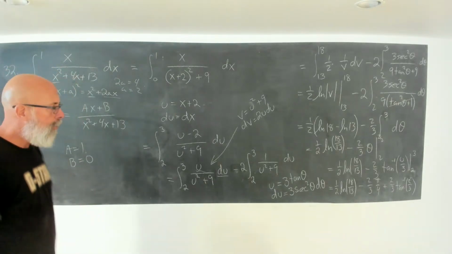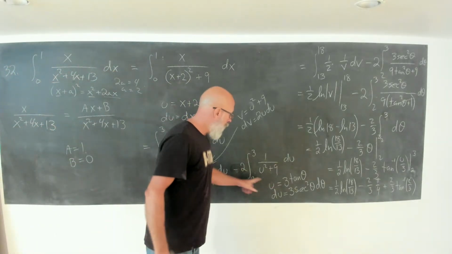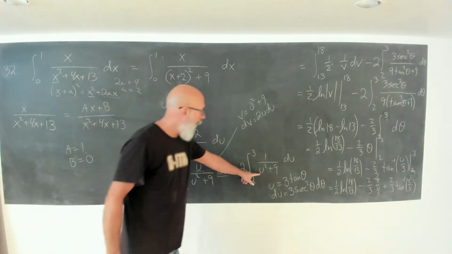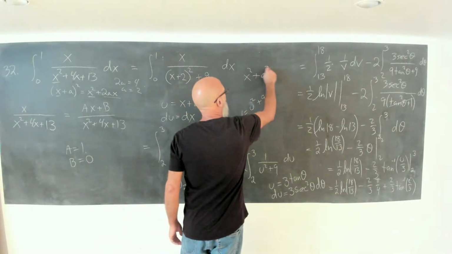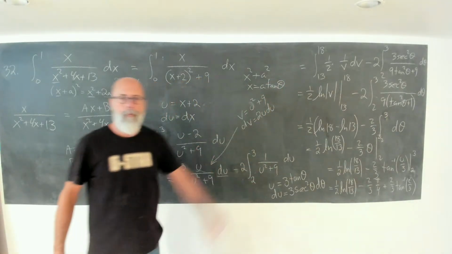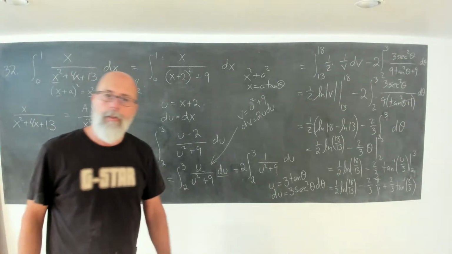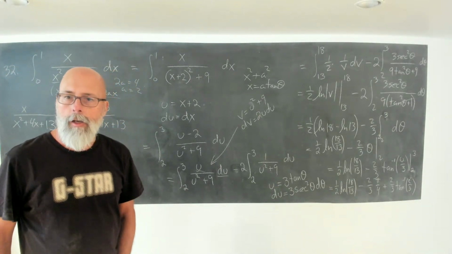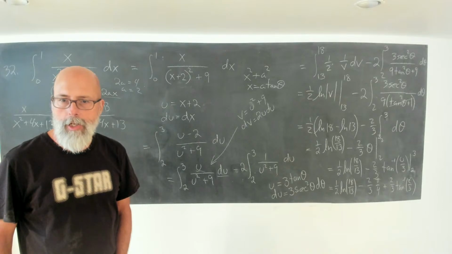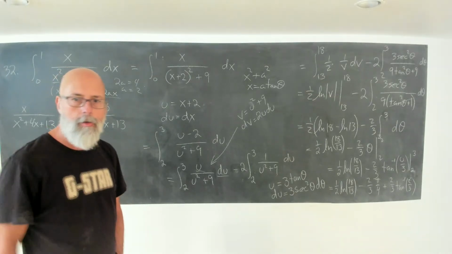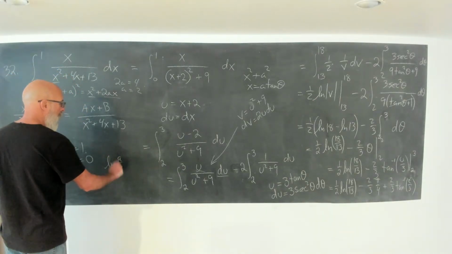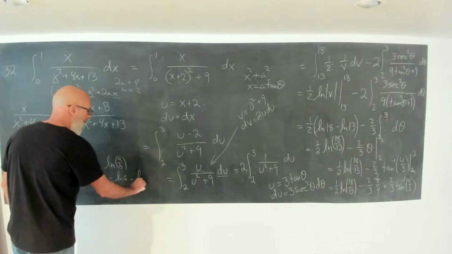How did we know to take u as 3 tangent theta? This is from the ideas developed in the trig substitution section, right? When you have something like x squared plus a squared, you take x to be a tangent theta. And that's exactly what we have here. When subtracting ln of 18 minus ln of 3, it is the same as ln of 18 over 3, right? By properties of the log, log of a over b is log a minus log b.